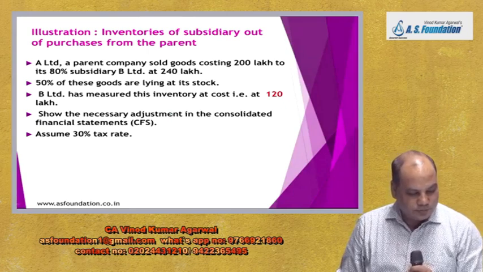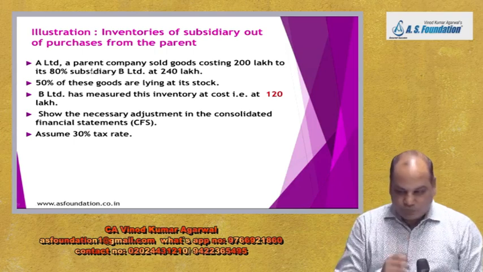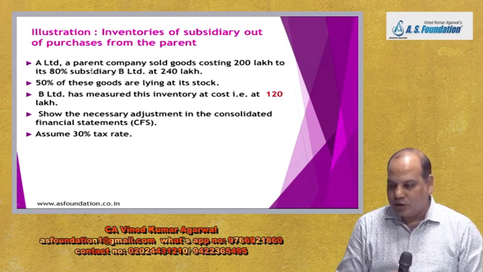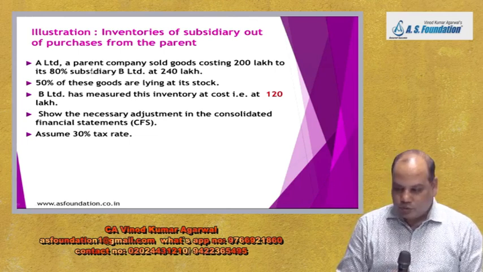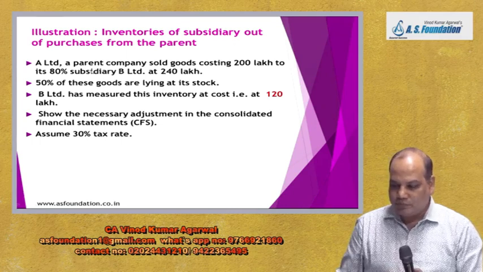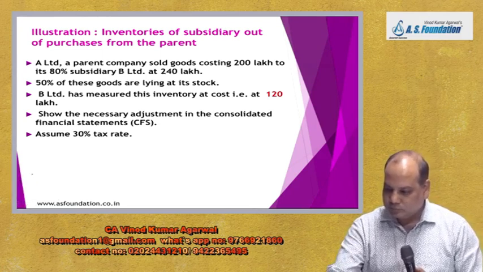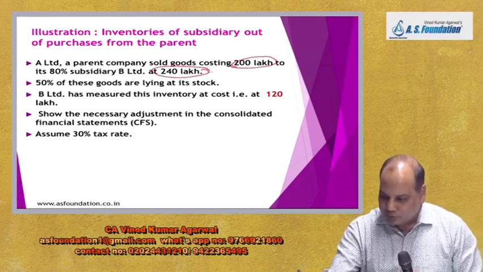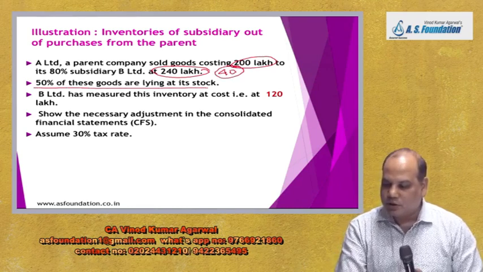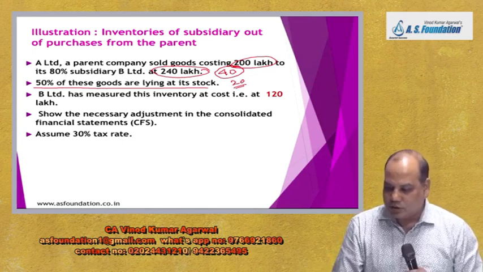One more question. This time with the tax effect also. A parent company sells goods costing 200 lakh to its 80% subsidiary B Limited at 240 lakh. What is the profit they have earned in this deal? Dear student, they have earned 40 lakh overall profit. 50% of the goods are still in the stock. Means the unrealized profit lying in the stock is 20.